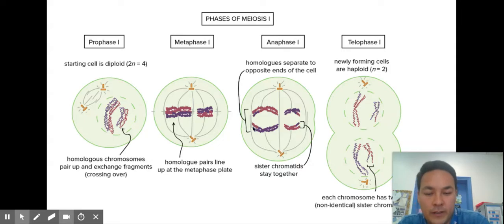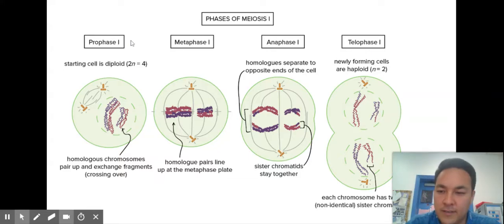1 through 22 are the autosomes. And it also happens on the sex chromosomes as well on the pseudo-autosomal region of it. So anyway, they swap these alleles here, and now they're going to get pulled apart. This is telophase 1. It uses the same names as mitosis, PMAT. And here at the end of telophase 1, once the cells split, the cells are fully haploid, right?